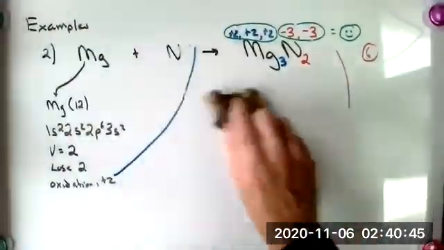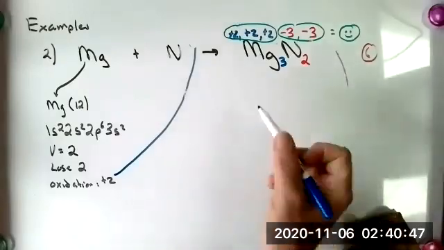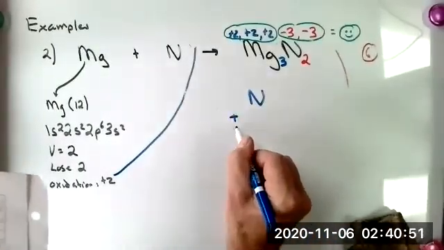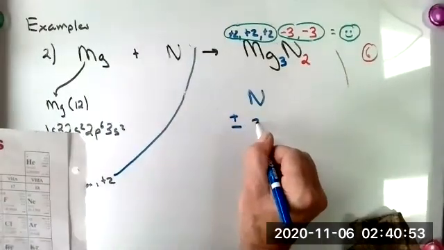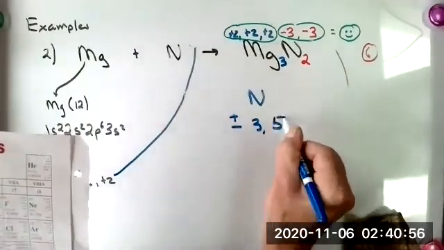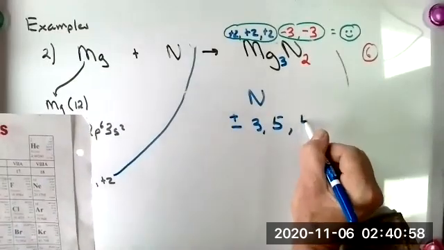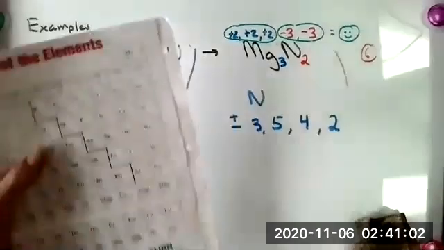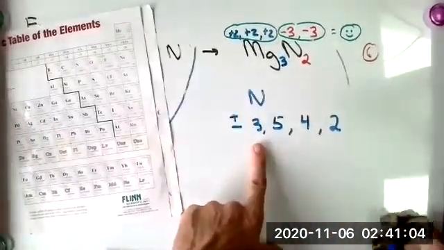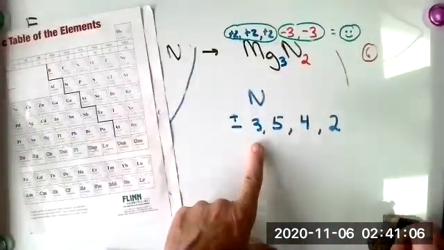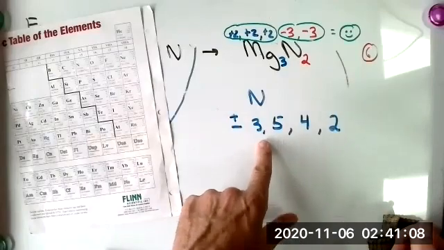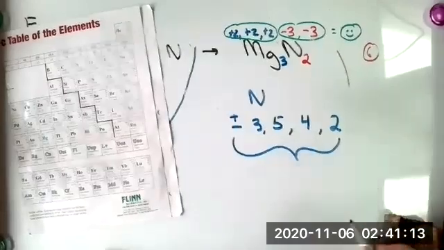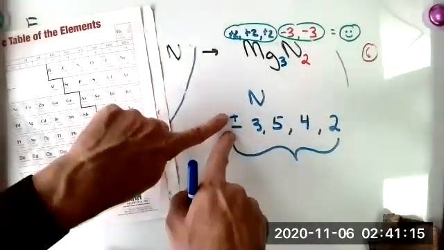I'm going to get rid of this. And when I look at nitrogen, I see a plus, minus, 3, 5, 4, and a 2. That's what's on the table. Now that's the shortcut version. What do they really mean when they write it this way? This is what this means to you and me. Watch this plus and minus sign.